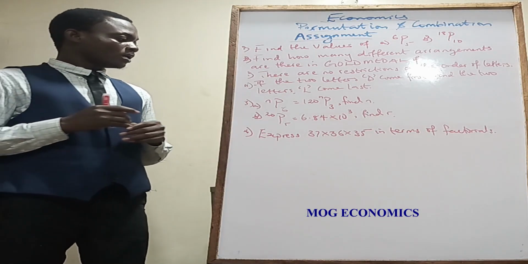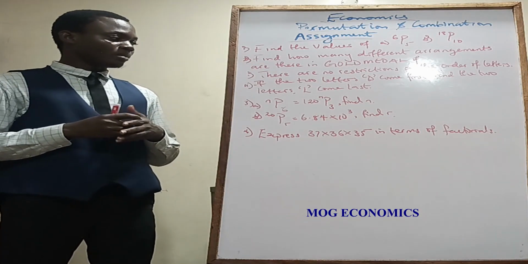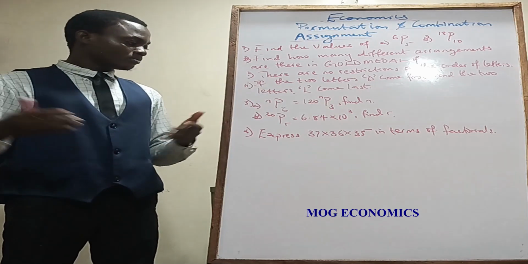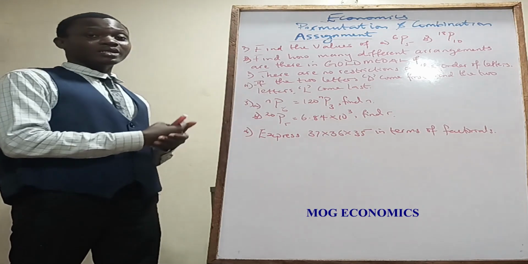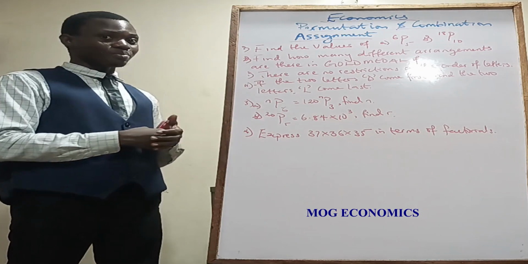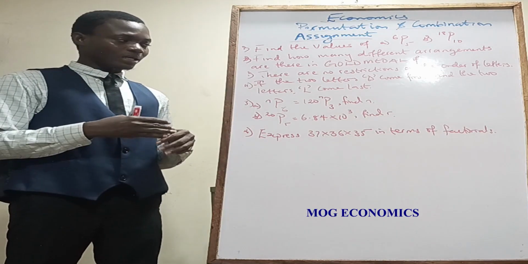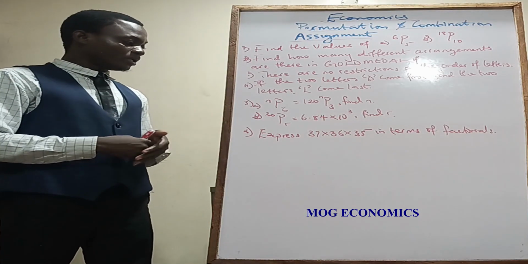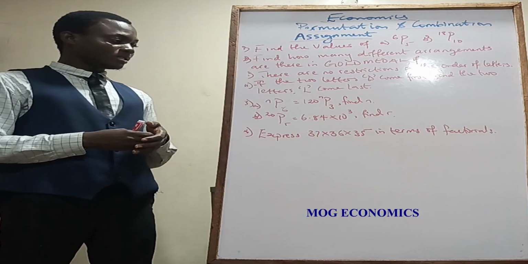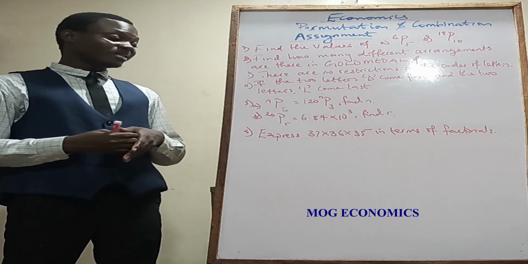Now for 3, (a) n permutation 6 equals 120 times n permutation 3. Find n. You might get a decimal or something; I just came up with it by myself, so just solve it, and whatever you get, leave it like that. (b) 20 permutation r equals 6.84 times 10 to the power 3. Find r.